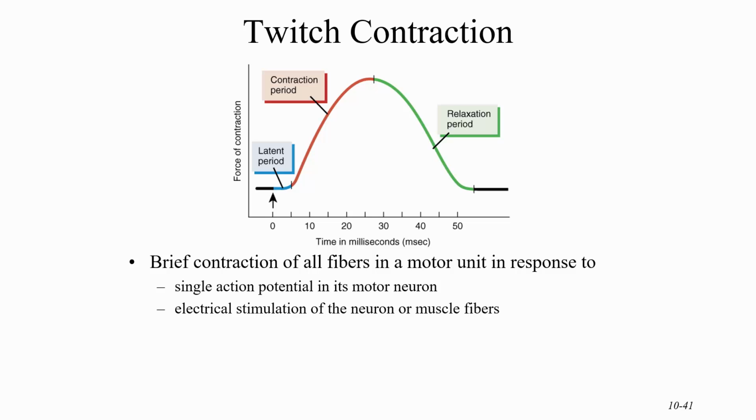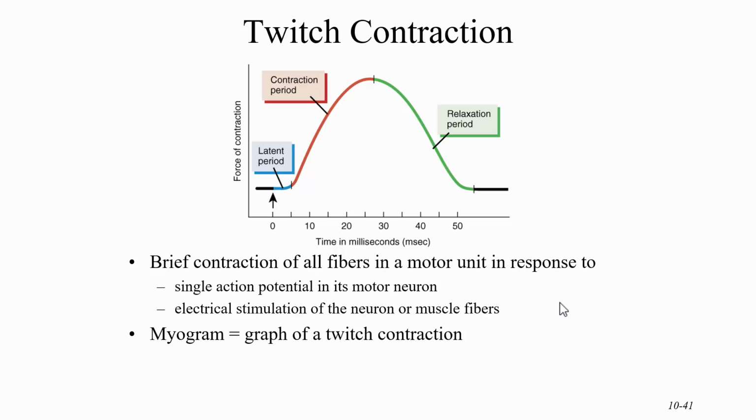Typically what I was trying to do, especially if the person had a muscle spasm, is fatigue out that muscle. So we get it to contract long enough to where it would just fatigue out, and then you can break that spasm and relax that muscle. Okay. So we can either have a single action potential in a motor neuron, or we can use electric stim of the neuron or muscle fibers to generate this twitch.